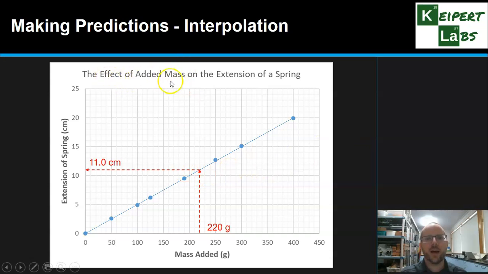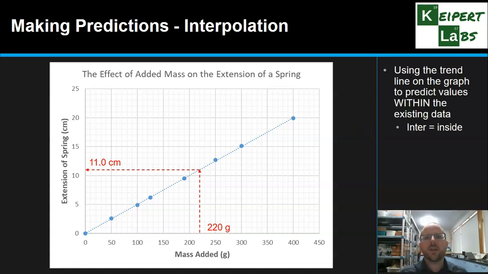So this is coming back to our added mass on extension of spring graph. Same graph, same image that you've seen a couple of times already. Okay, so interpolation is using the trend line on the graph, so the line of best fit, to predict values that would exist within that existing data set. We use the word interpolation because inter is referring to inside, like internal.